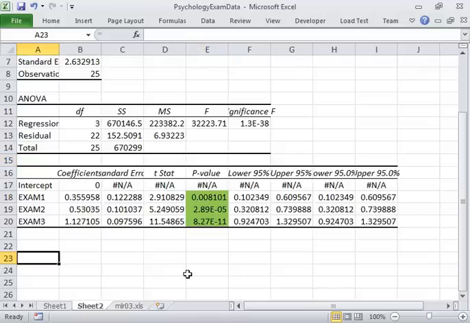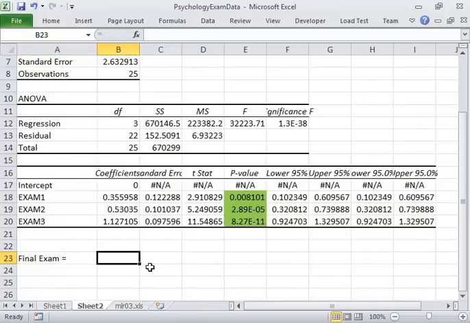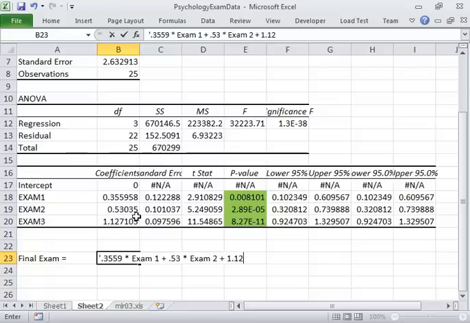So our equation is the final exam score is equal to 0.3559 times exam 1 plus 0.53 times exam 2. Now I'm just rounding here. You can feel perfectly comfortable in using the entire coefficient, plus 1.127 times exam 3.